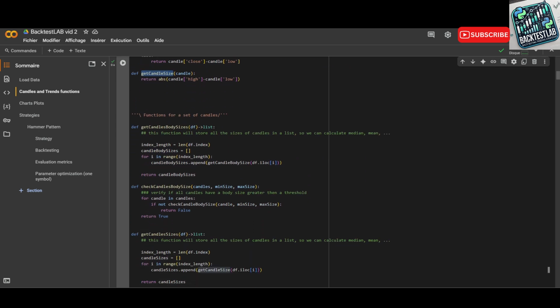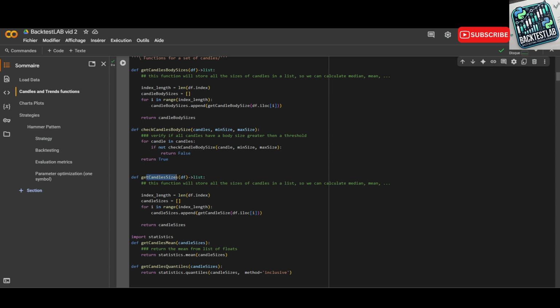We can also, instead of checking one candle, check a set of candles. Here we are going to get a list of body sizes of a set of candles. We can check if all these candles fall between a minimum and maximum size. Why are we preparing this? Just to make sure that when we are considering the pattern, we are not taking, for example, very small candles or very large candles that happen, for example, during news.